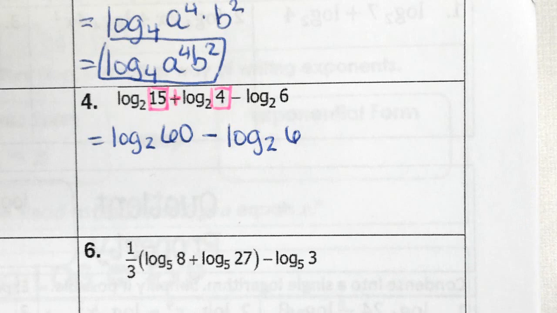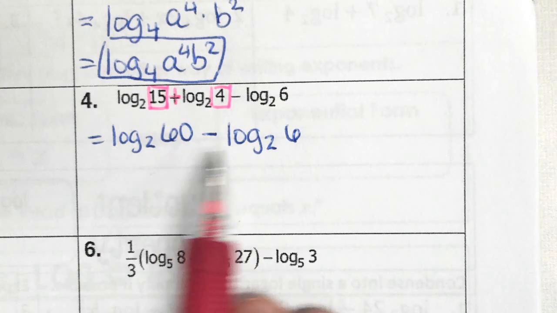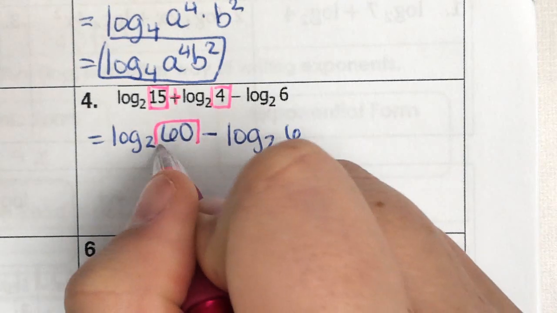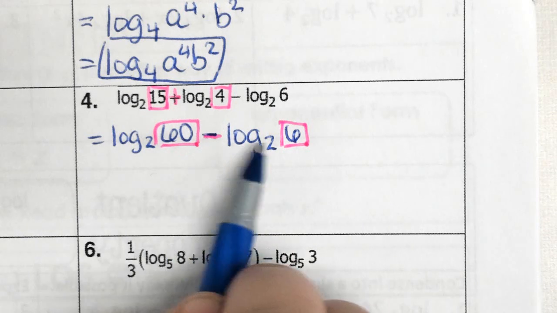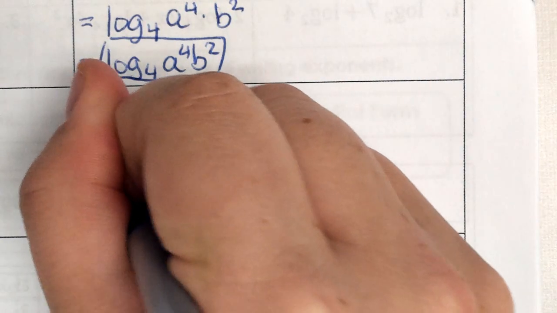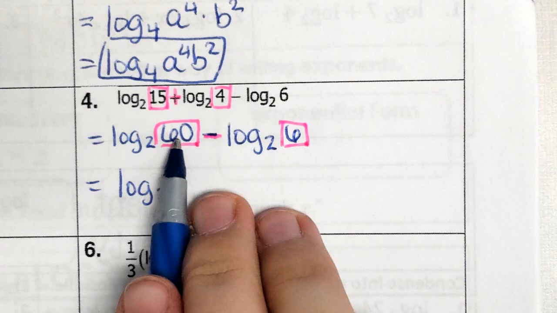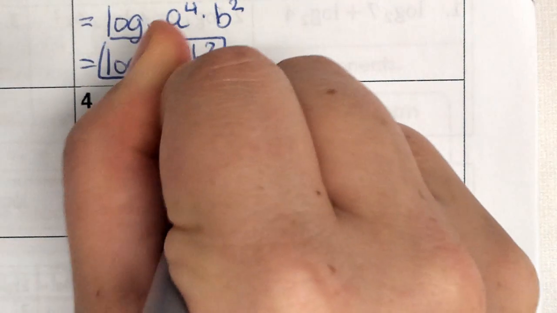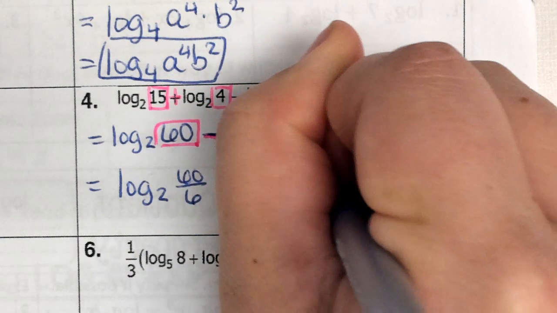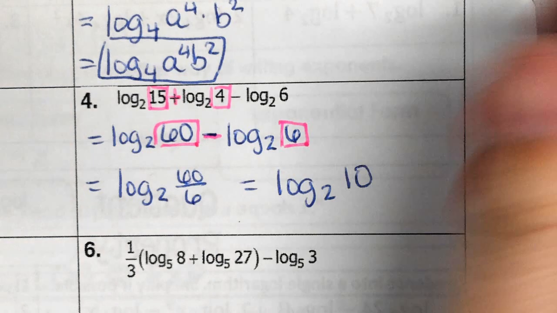Once again, we're not done until we've condensed it just to 1 log. We still have 2 logs. If we have 2 logs, we have 2 arguments. We have the argument 60 and 6 with a minus in between. So that means that we are going to divide these. So we got log base 2 of 60 divided by 6, which can be simplified to log base 2 of 10.